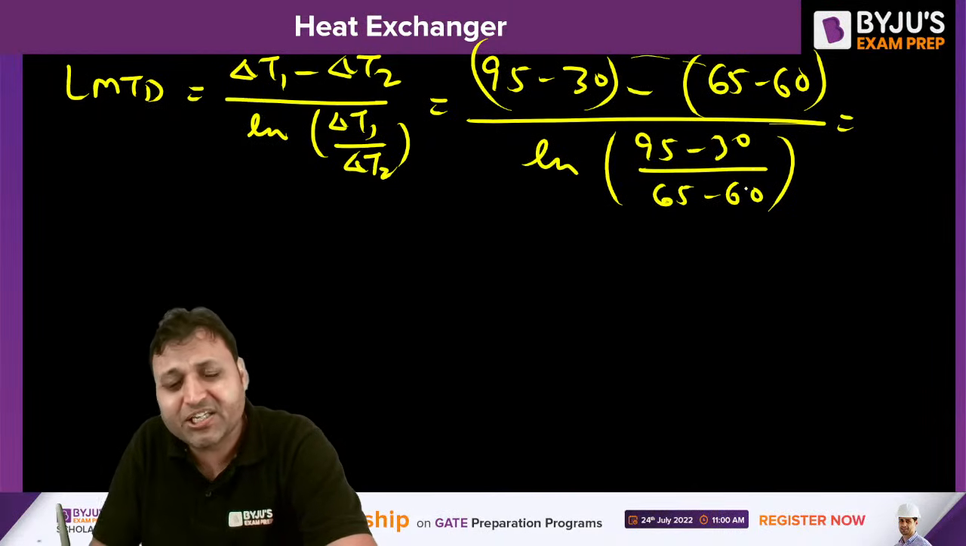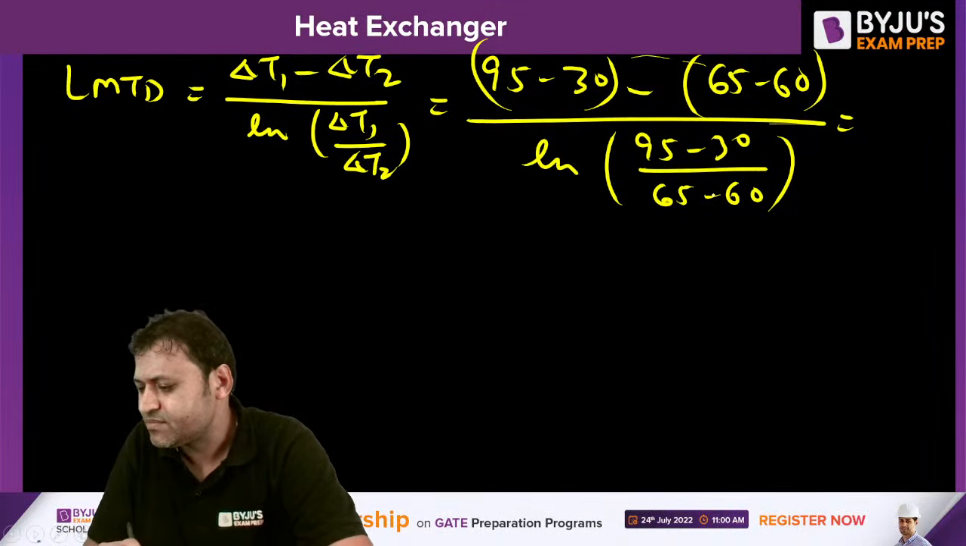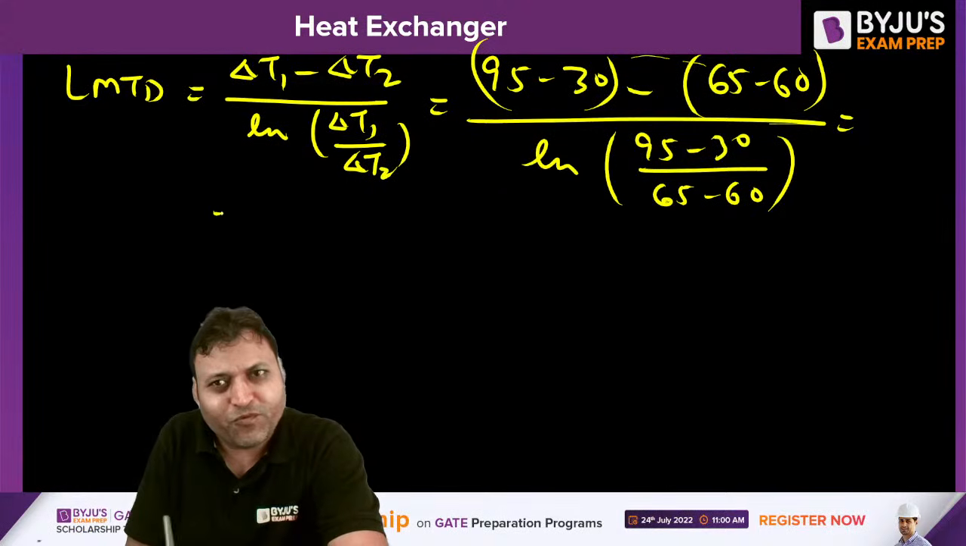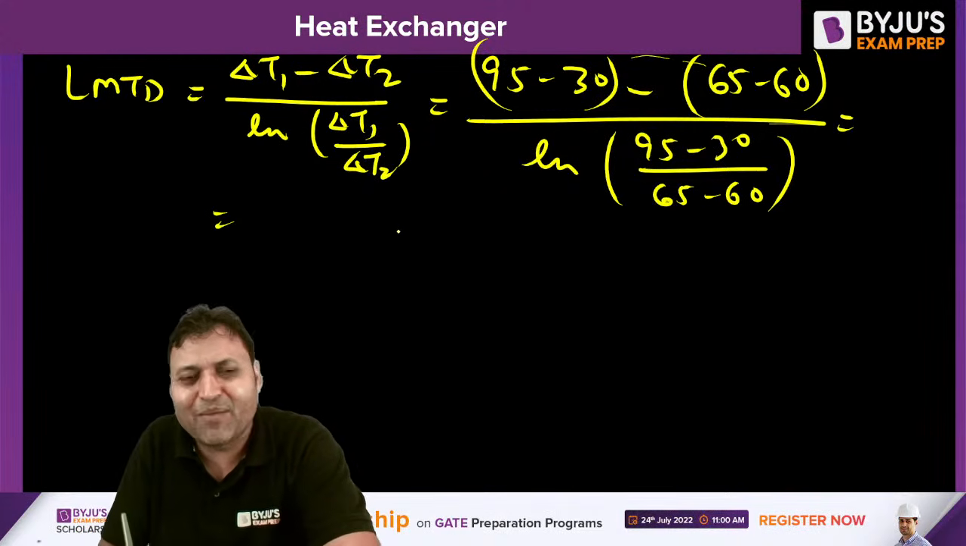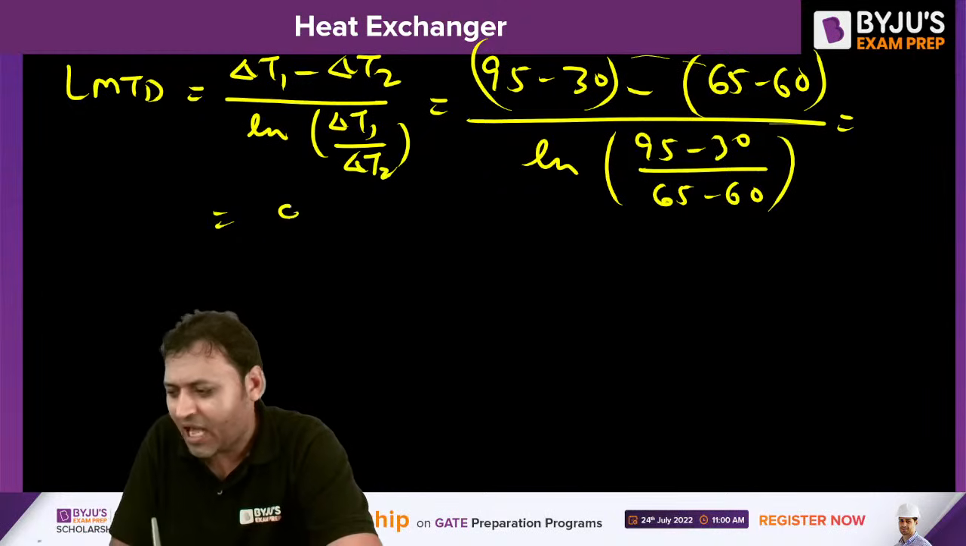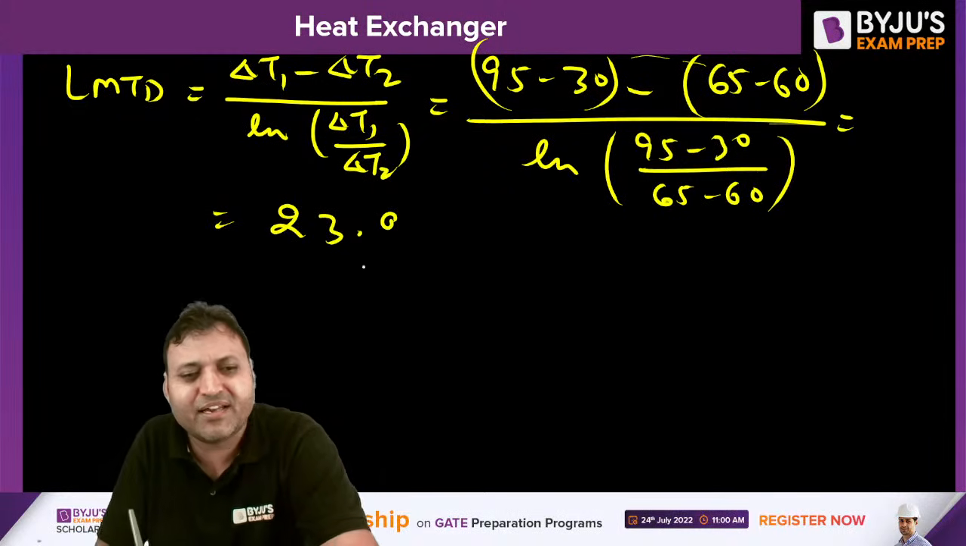Can you do the calculation? If you solve it, then LMTD should come out to be 23.39. Are you getting 23.39 degrees Celsius?